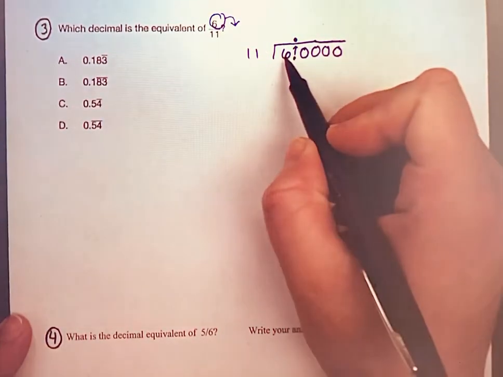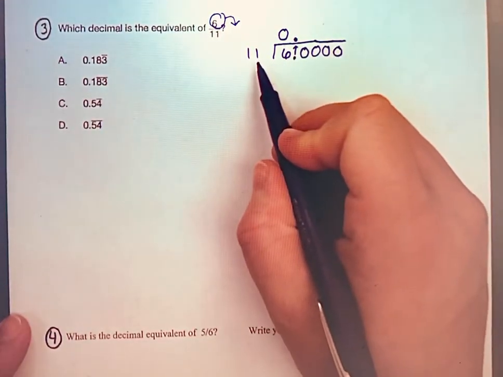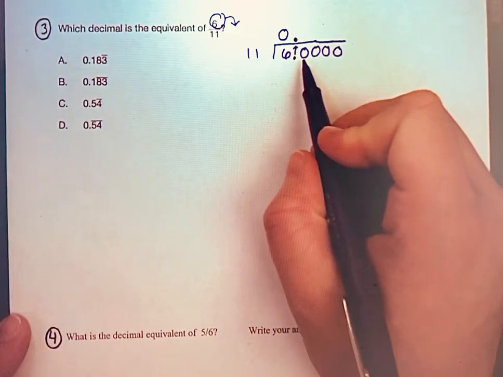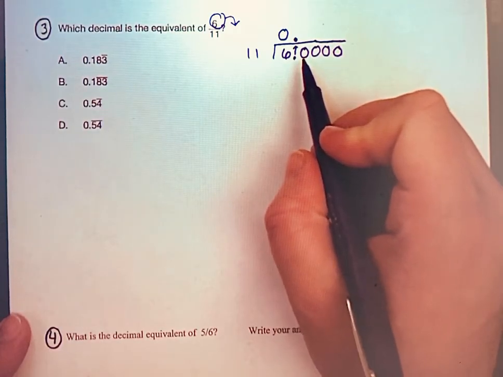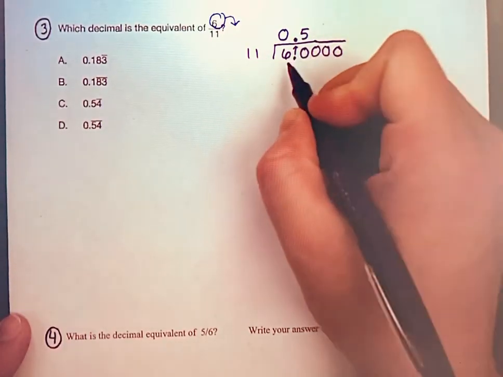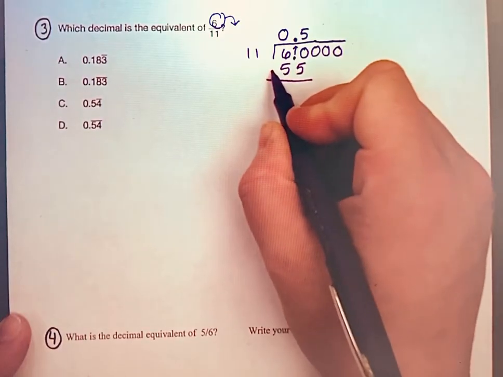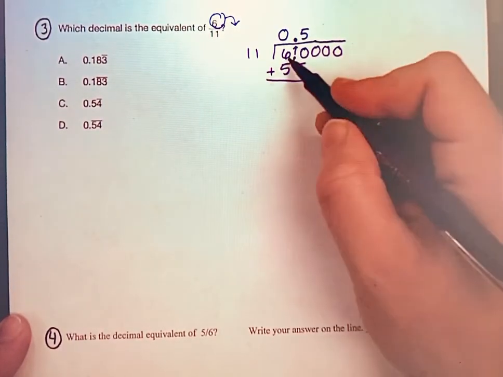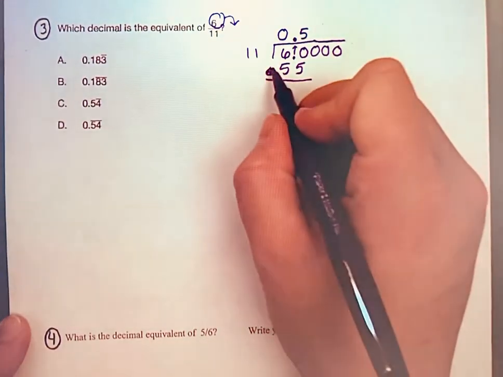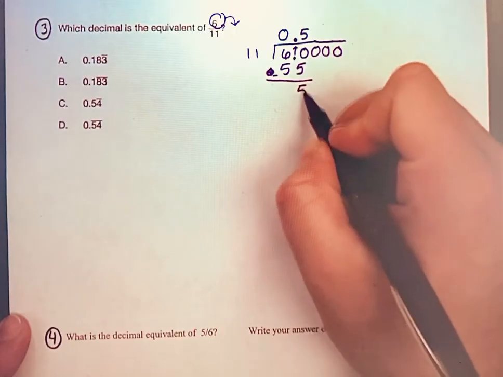Can 11 go into 6? No, it's too big. Can 11 go into 60? Yes, it can. How many times can 11 go into 60? It can go in 5 times, because 5 times 11 is 55. And remember, keep everything lined up. Oops, not add. What are we supposed to do there? We're supposed to subtract. So 60 minus 55 is 5.